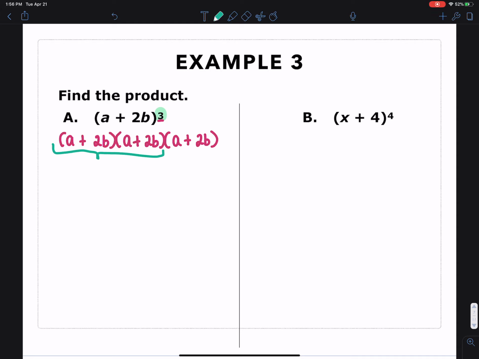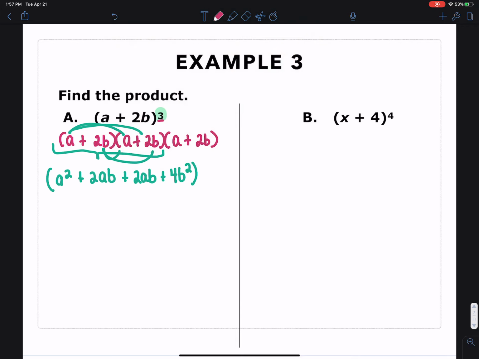So with this, we can FOIL. The first times the first gives us a squared. And then we have a times 2b, so that's 2ab. It helps if you write them in alphabetical order so that you know which terms you can combine. So we have plus 2ab. And then our last term, so 2 times 2 is 4. And then b times b is b squared.